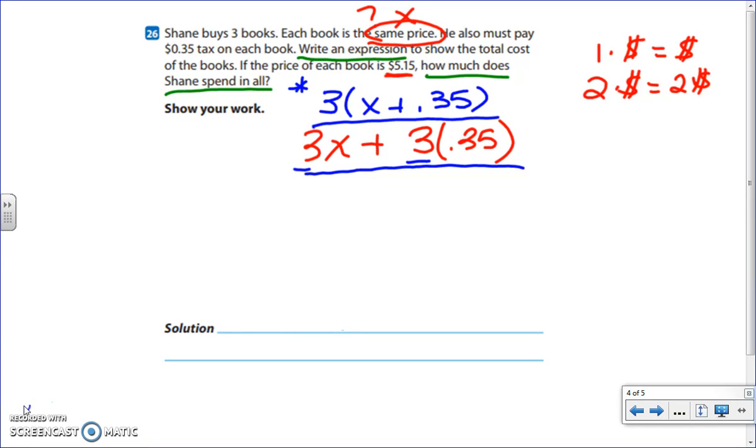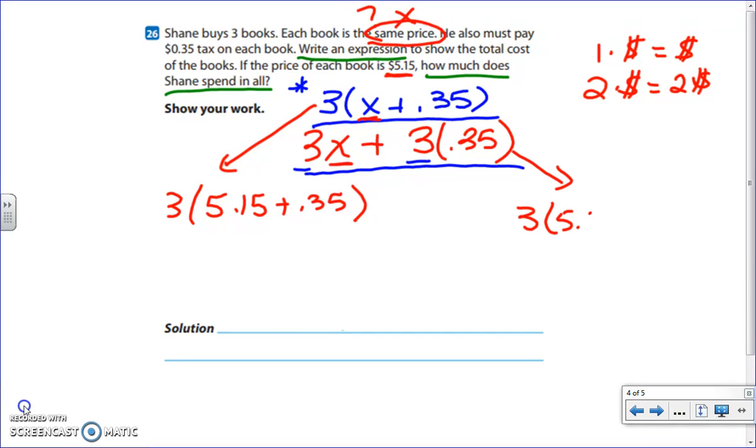So we have written an expression to show the total cost of the books. Now that we know that each book is $5.15, we can figure out how much he spent in all. So where the x used to be in either of these expressions, I need to replace it with $5.15. So if you wrote this expression, we could say 3 times 5.15 plus 35 cents. Or if we use this one, we could say 3 times 5.15 plus 3 times 35 cents. And we should get the same answer either way.